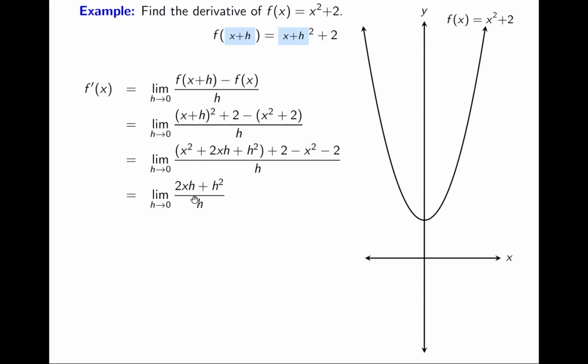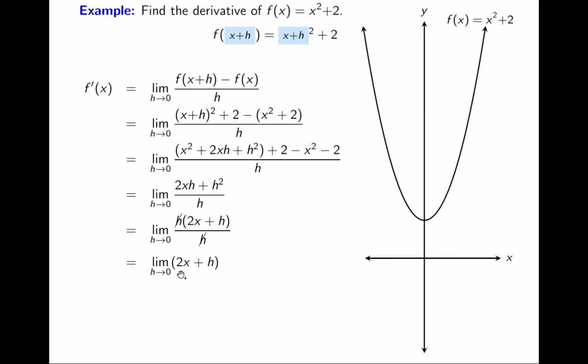And remember, we wanted to cancel the h on the bottom, but look, we can factor an h out of the top. Both of these terms in the top have an h in them. So we get the limit as h approaches 0 of h times 2x plus h divided by h, and the h's cancel, giving us the limit as h approaches 0 of 2 times x plus h.